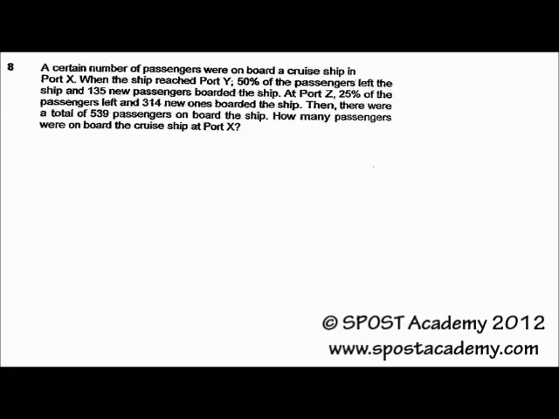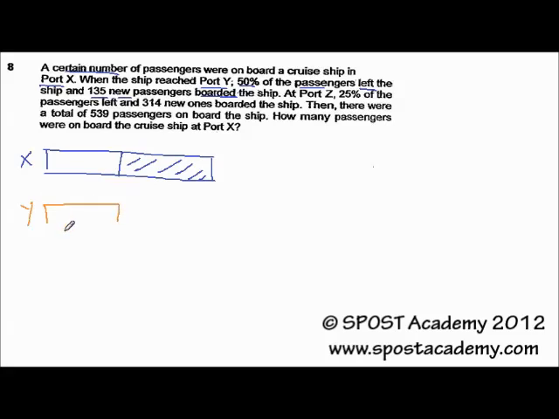So you know that at port X, there were a certain number of passengers. But when it reached port Y, 50% of the passengers left, which means that half of the unit left and 135 new passengers boarded. So the new model for Y would be what is left from X plus the new, which is 135.